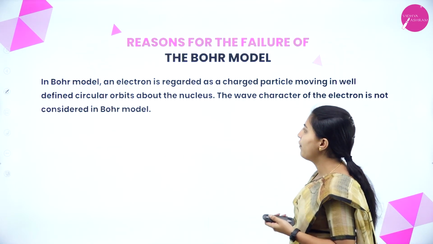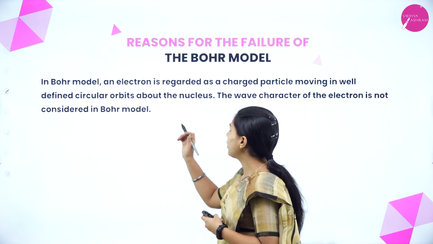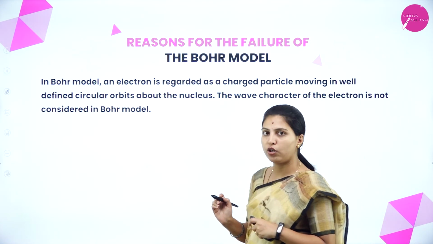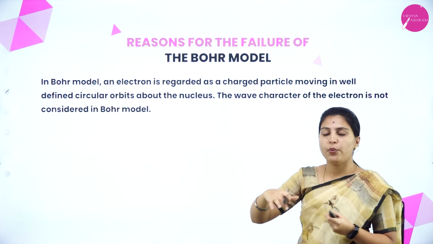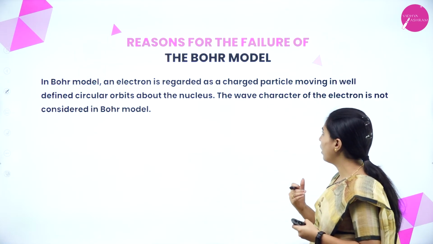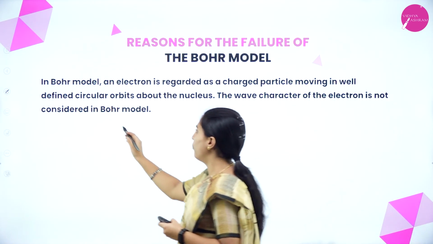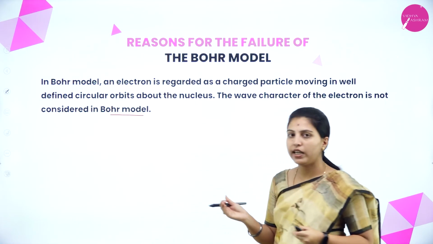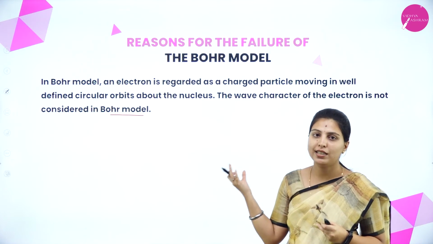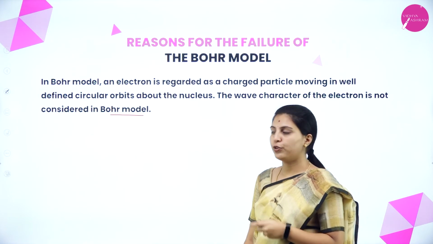Next, reasons for the failure of the Bohr model. In the Bohr model, the electron is regarded as a charged particle moving in a well-defined circular orbit. He told it will be in a well-defined circular orbit. It cannot be shown as true. The wave character of the electron is not considered in the Bohr model. The wave character of the radiation he could not account for in his theory. So, these are the two reasons for the failure of Bohr's model.